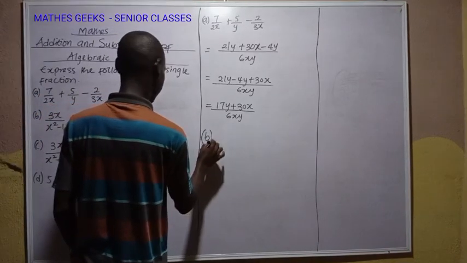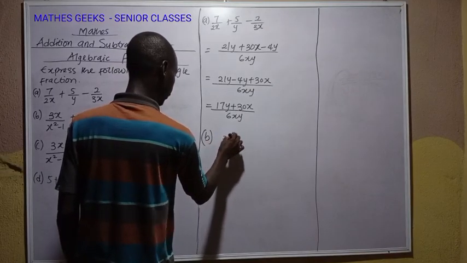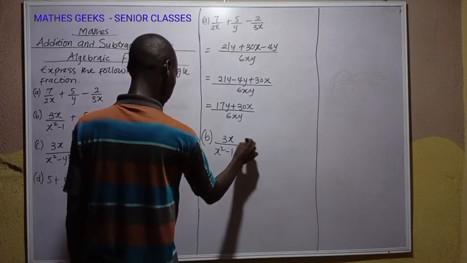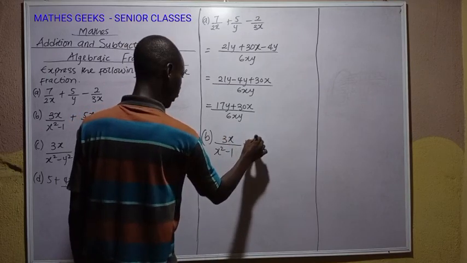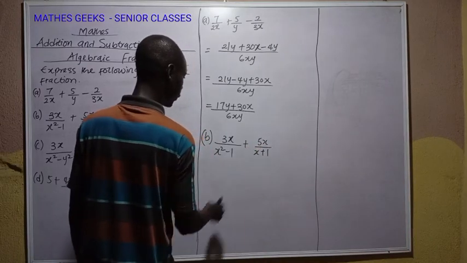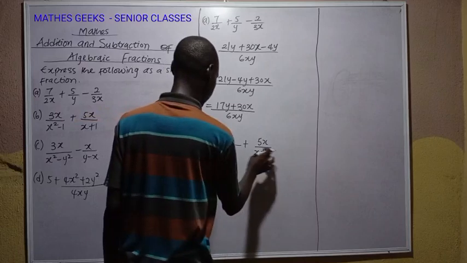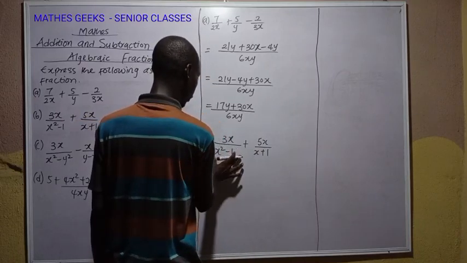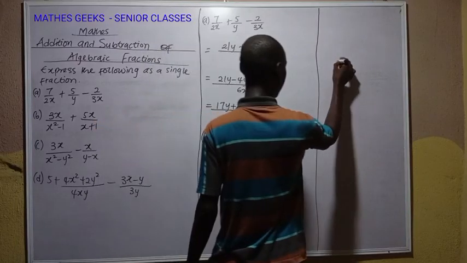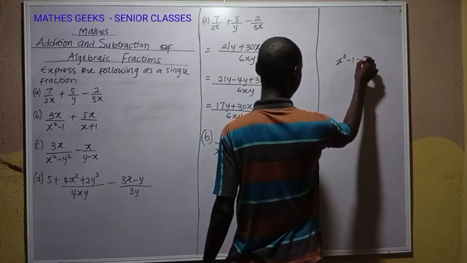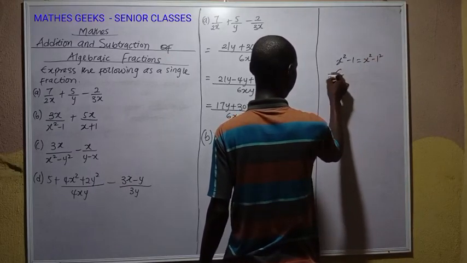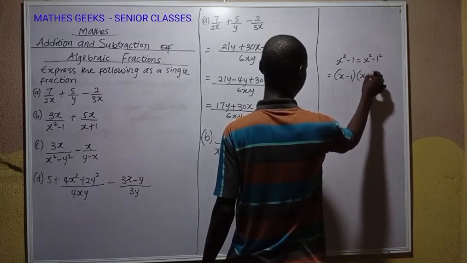B: 3x over x squared minus 1 plus 5x over x plus 1. We look for the LCM of the denominators, but this one is a difference of two squares. Take note, x squared minus 1 is equal to x squared minus 1 squared, which is equal to x minus 1 and x plus 1.